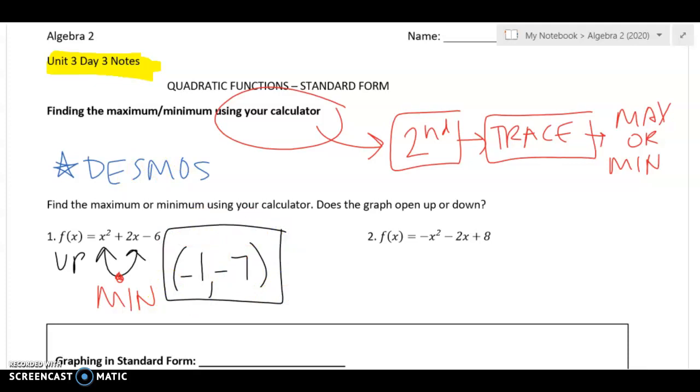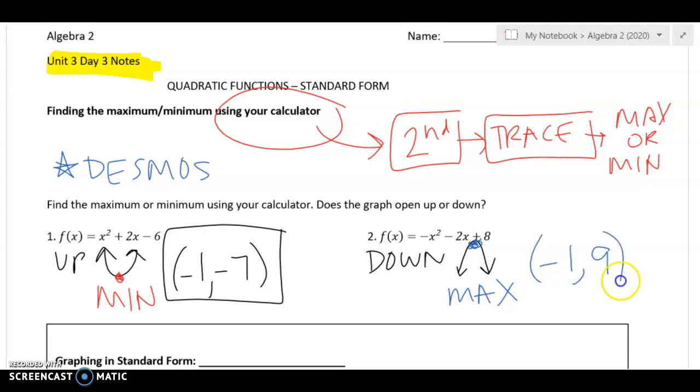And let's look at problem 2. Problem 2 is negative x squared minus 2x plus 8. It has a negative x squared in the front, so that means it's opening downward. It looks something like that downward facing graph, which means up at the top there, I have a maximum. I'm not going to show you because we don't have a ton of time for these videos, but if you were to go back to Desmos, take away the old stuff, put in the new equation, or type this into your calculator, whatever you have available, your maximum would be (-1, 9).